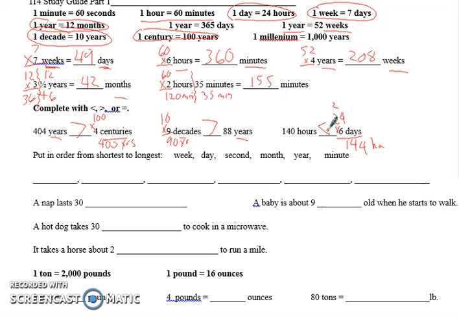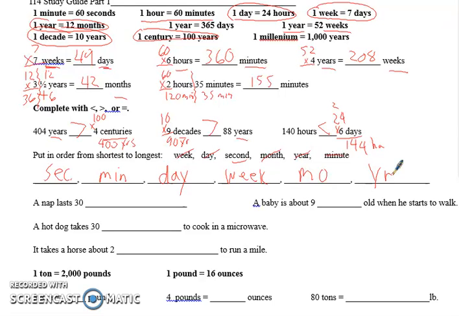Put in order from shortest to longest. You can start at whichever end you want. Just remember short's coming here on the left. A second is the shortest. And then we have a minute. And do I have hour in there someplace? It looks like I didn't put hour in, so hour would have been next, but it's not there. So I'm moving on to day. And then after days, we go to weeks. And after weeks, we're going to months. And finally, years.